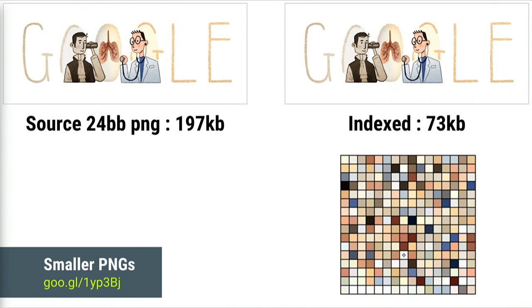Here is one of our Google Doodles that we actually put on our main page here. You can see it came down as 24 bits per pixel. It wasn't indexed at 197K. When we exported it, the index mode is only 73K. Again, visual difference here, imperceptible. But the difference in file size was huge just by trying to take into account hitting that indexed mark.